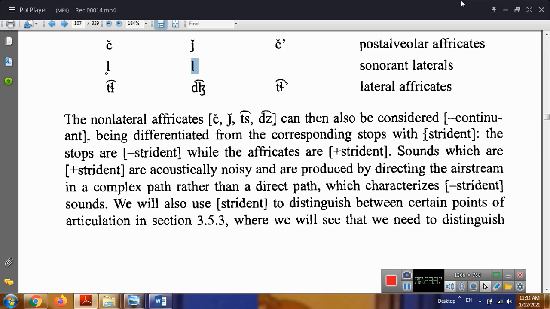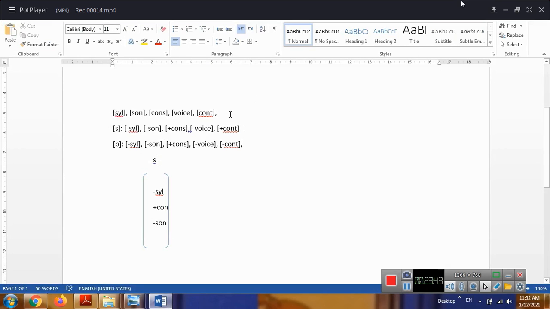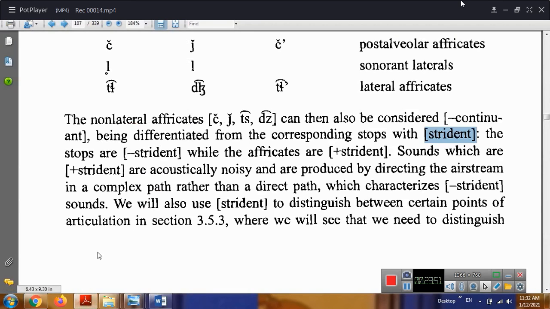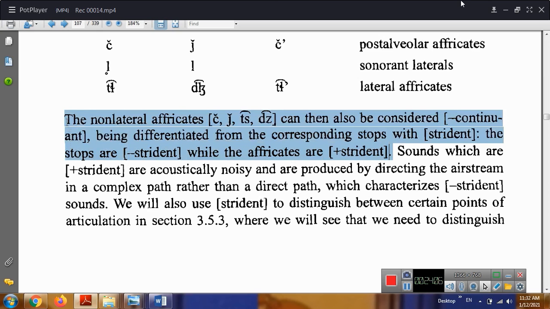corresponding stop with strident. Okay, here we can see another feature, which is strident, which I abbreviated in this form. You should look at this movie many times to be able to describe this sound. The stops are minus strident, while the affricates are plus strident.